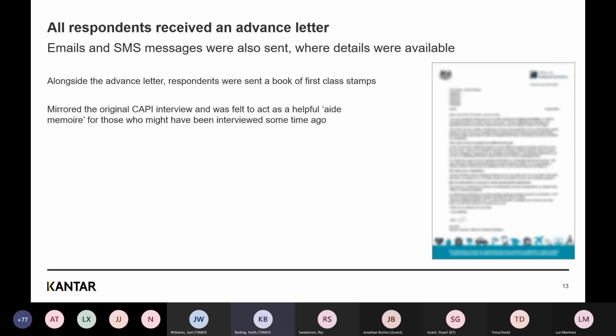Now, alongside the advance letter, we sent out a book of first-class stamps. That was actually the same incentive that we were sending out on the original study. And we felt it was very helpful to act as an aide-memoire for those who had been interviewed some time ago. So obviously, as Joel mentioned, some people had given their permission back in May, June 2018 or so. So it had been some time since they'd actually had the connection. We felt using the same incentive would hopefully trigger that connection for them.